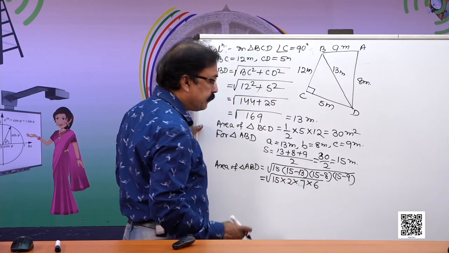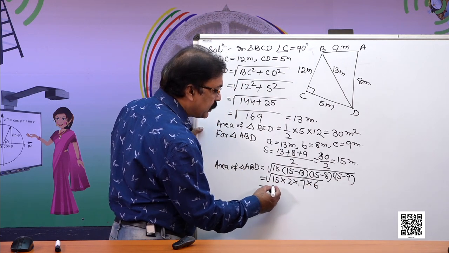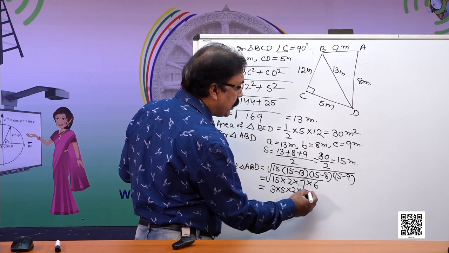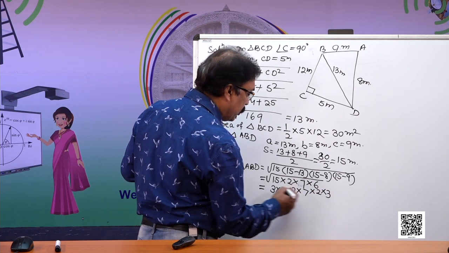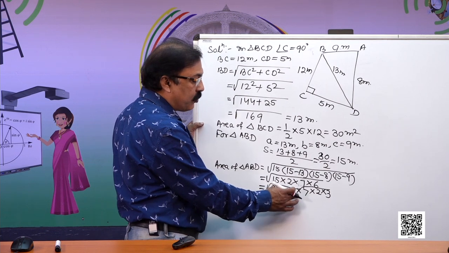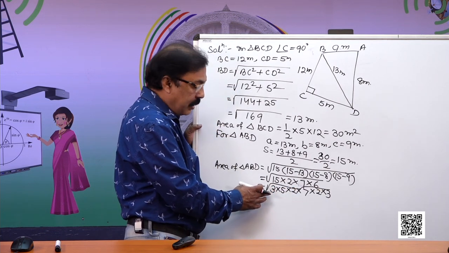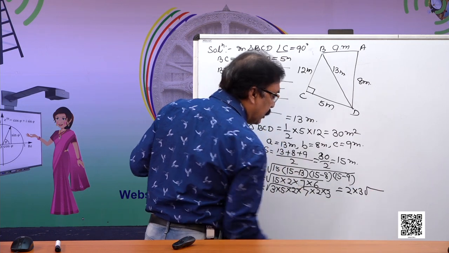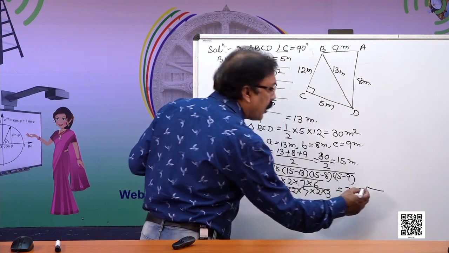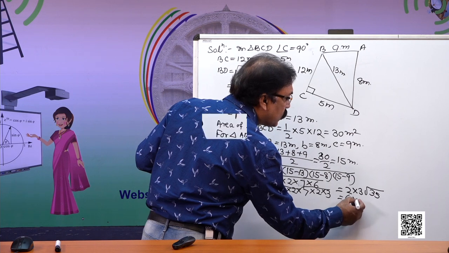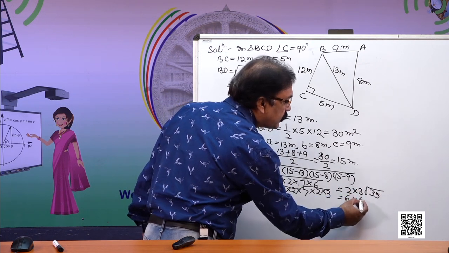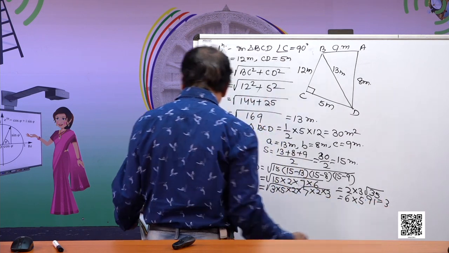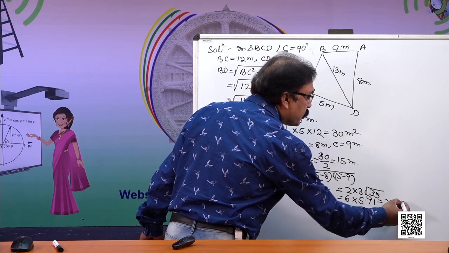into 6. Now, in place of 15, we can write 3 into 5. In place of 2, it is 2. In place of 7, it is 7. And in place of 6, we can write 2 into 3. So, square root of 3 into 5 into 2 into 7 into 2 into 3. Here, we have two 3s and two 2s. So for that we can take one 2 and one 3 out. Then in the square root we have 5 and 7. So their product is 35. That gives 6 into the value of root 35, which is 5.91. So the product is 35.46.